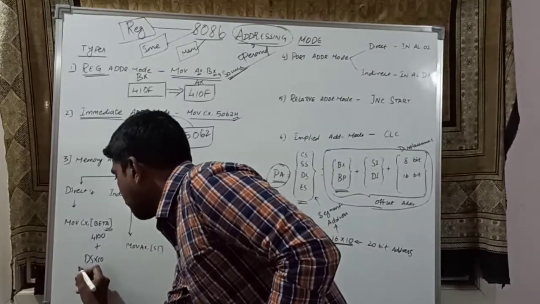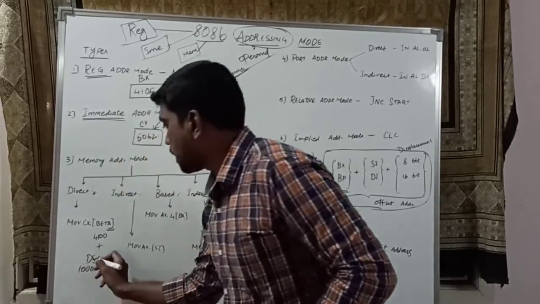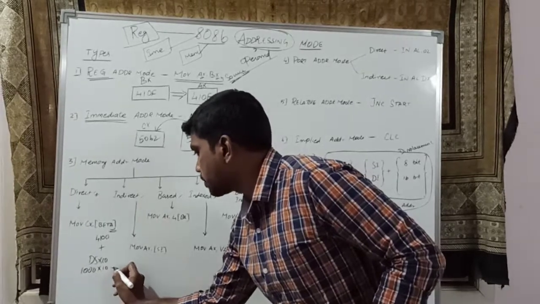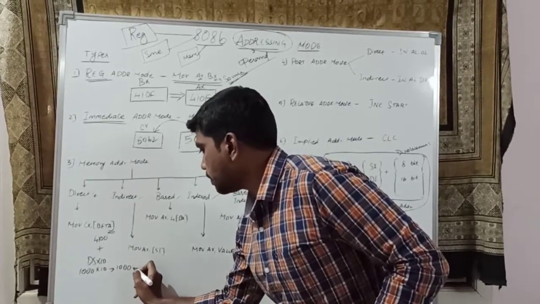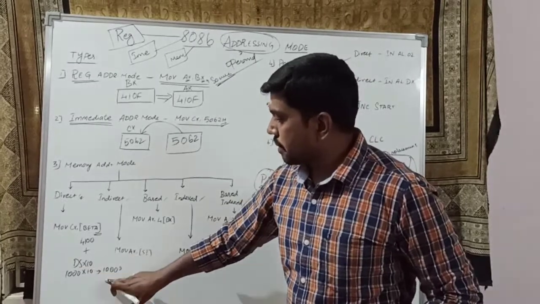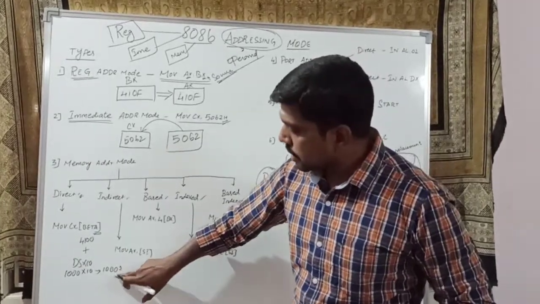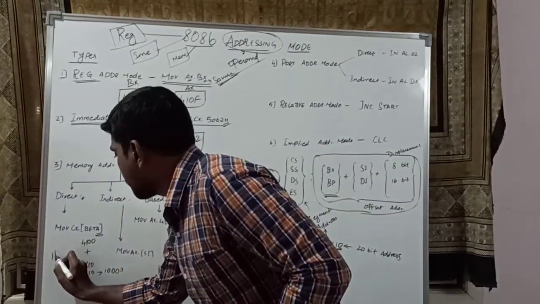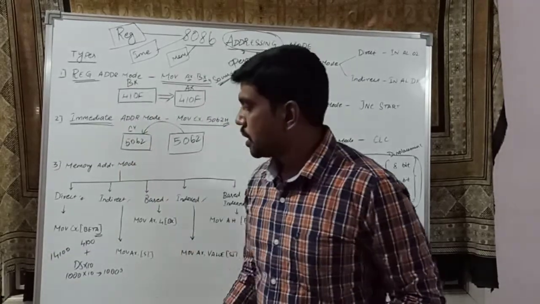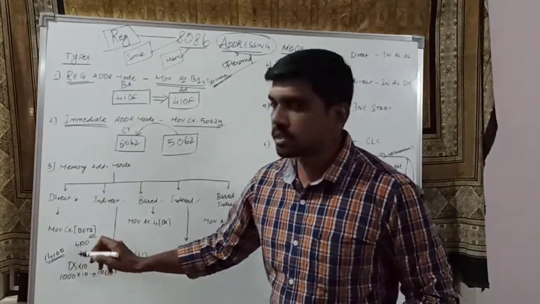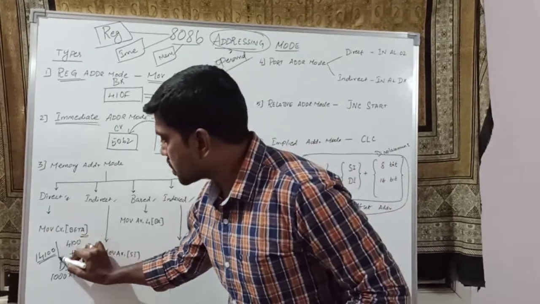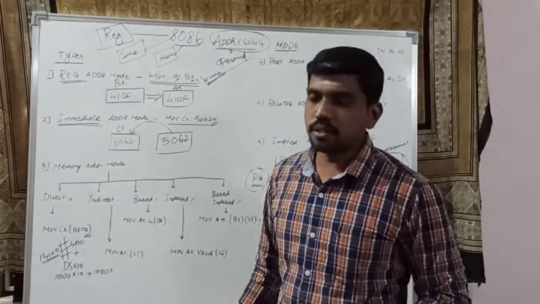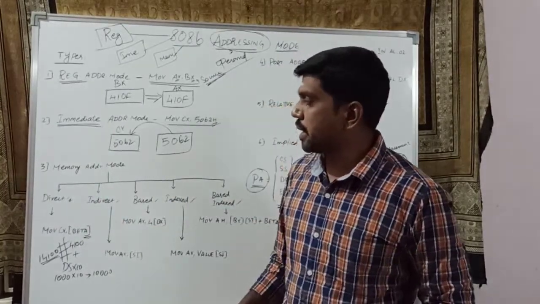For example, I am taking the data segment value as 1000. So 1000 times 10, you get 10,000. Okay, now the data segment value is 10,000. Just add 10,000 plus beta. After addition, you get 14,100. So this 14,100 is a memory segment address location. Whatever data is present at this address location is transferred to the CX register. So it's the direct memory addressing mode.